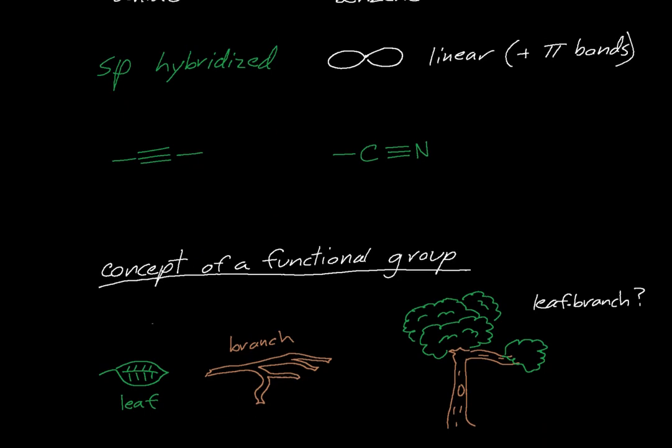sp hybridized functional groups, linear. We've already seen alkynes. So you're not going to have to memorize some of these because you already know them. This is a good one though, a nitrile. A nitrile group. And I've thrown in the carbon just for clarity, but if you look at the alkyne, that's what that looks like if you draw in the carbons on both sides of the triple bond.